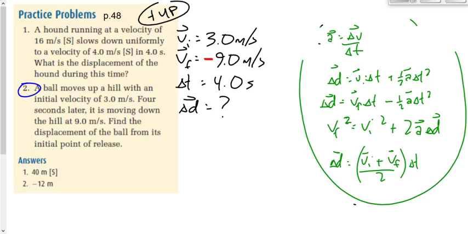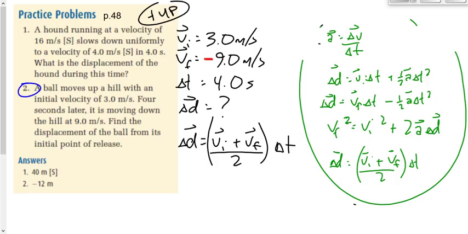All right, which of my group B equations looks like it fits here? The best, that is. They're all valid. But which one looks like it fits the best? Demi, which one do you want to try there? The bottom one, VI plus VF? Yeah. Okay, that's the one that I would pick as well. I think that we've got the right one here. But if we don't, then we'll just try again, right? VI is 3. VF is negative 9, over 2, times a time of 4 seconds. Okay, that's going to work.